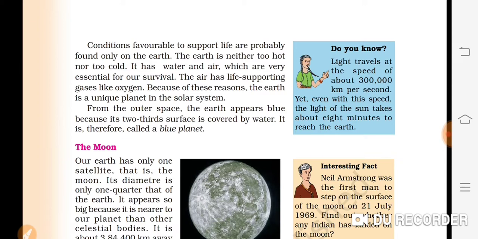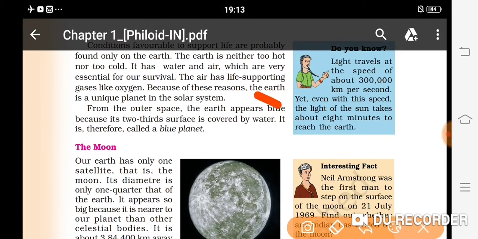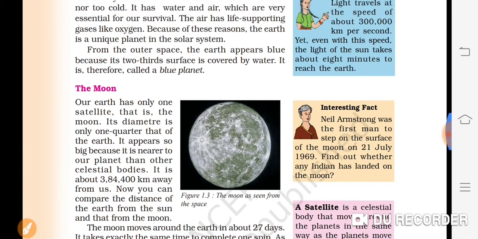From outer space, the Earth appears blue because two-thirds of its surface is covered by water. Because this question is also asked. So this is the 10th question that is asked. This is called the blue planet also.